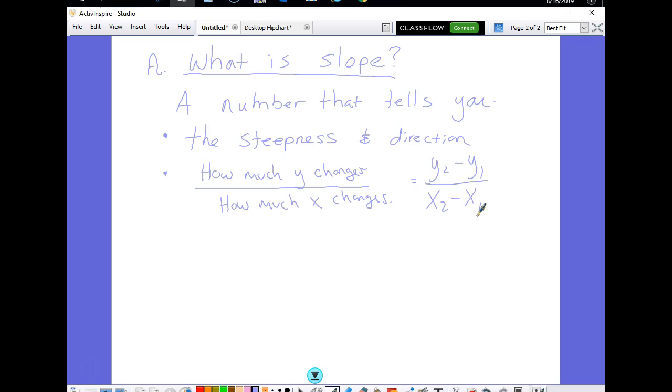All right. And when y changes, that's what tells you how far up or down it goes. So we call that the rise. You know, if y changed by 3, that means you went up 3. If y changed by -3, that means you went down by 3. And then how much x changes is what we call the run. And so that's why we call it the rise over run. So that is slope.